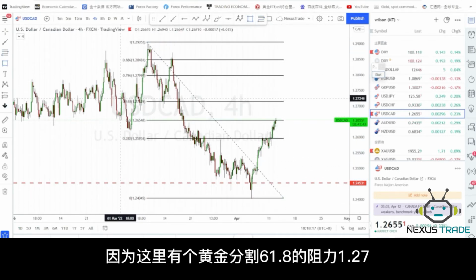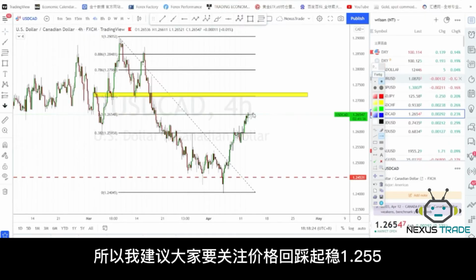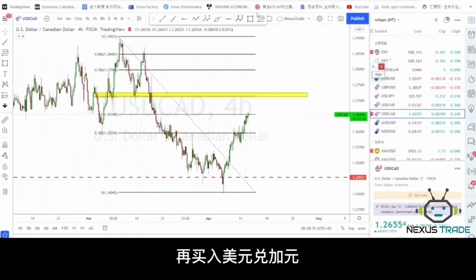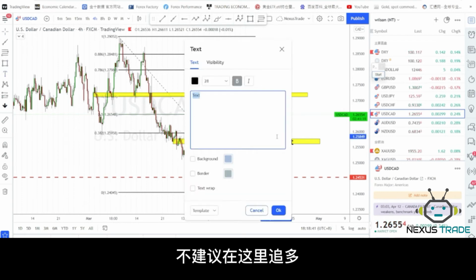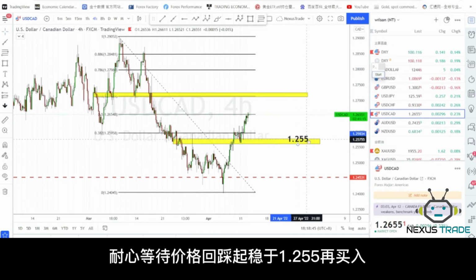Fibonacci resistance 0.618 is over 1.27. So my suggestion is you guys should monitor a pullback. A pullback price is around 1.255 and continue to buy USD CAD. Alright, so don't chase over here. Be patient and wait for the pullback price to 1.255 and continue to buy.